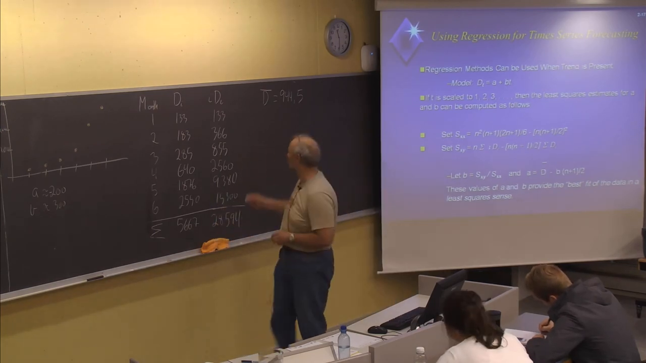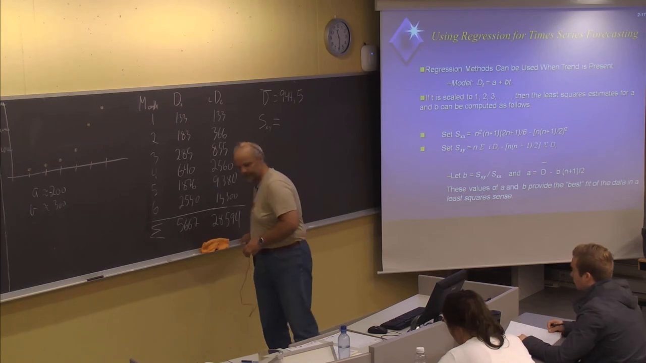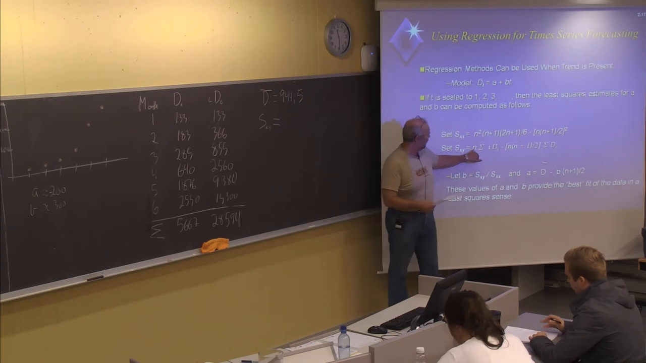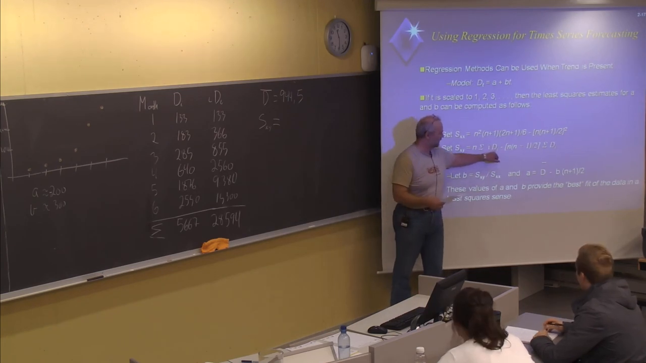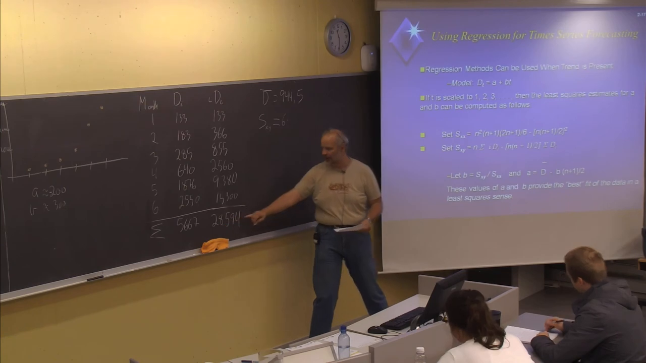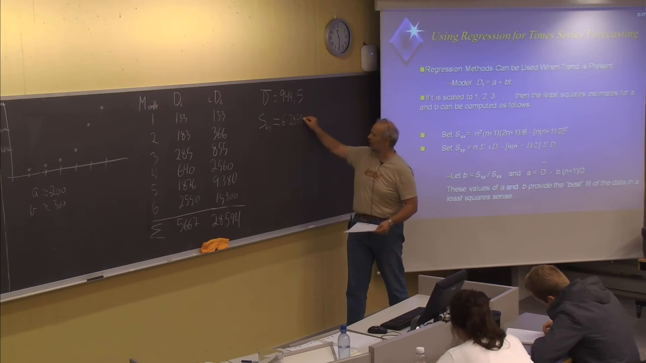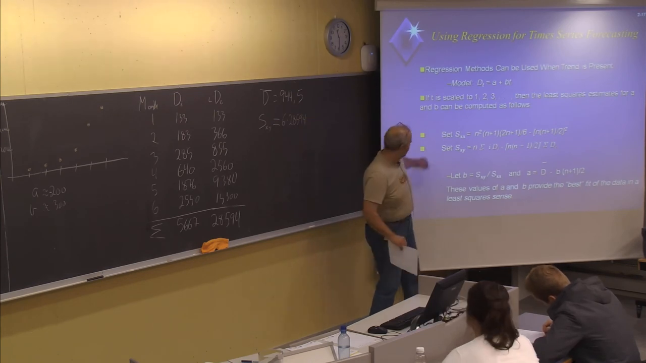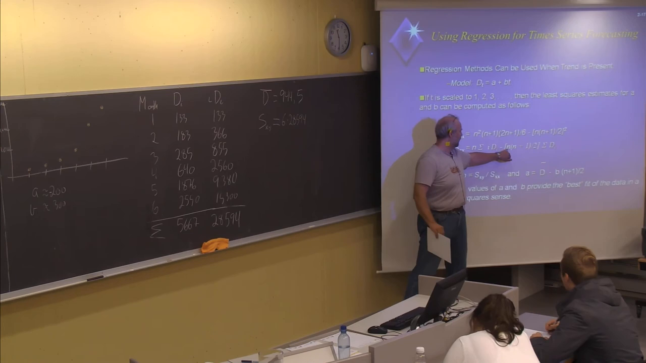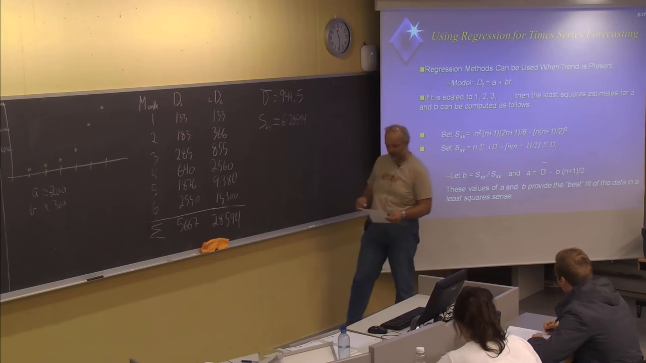SXY should be, with the formula shown here, N multiplied by the sum of i Di, where N is of course 6, multiplied by 28,594, minus N, which is 6, multiplied by 7, divided by 2. 6 multiplied by 7 divided by 2 is 21.